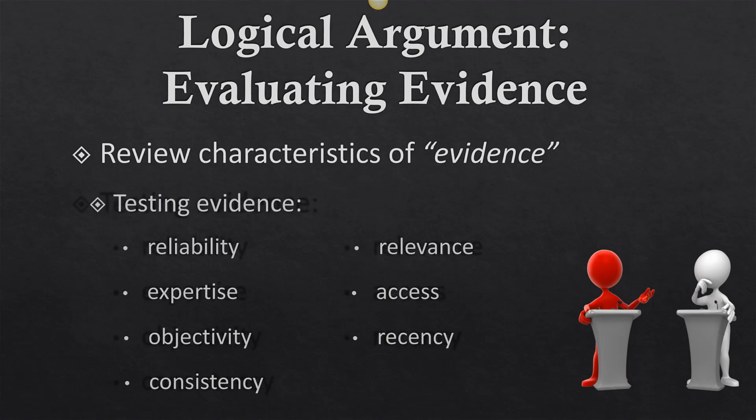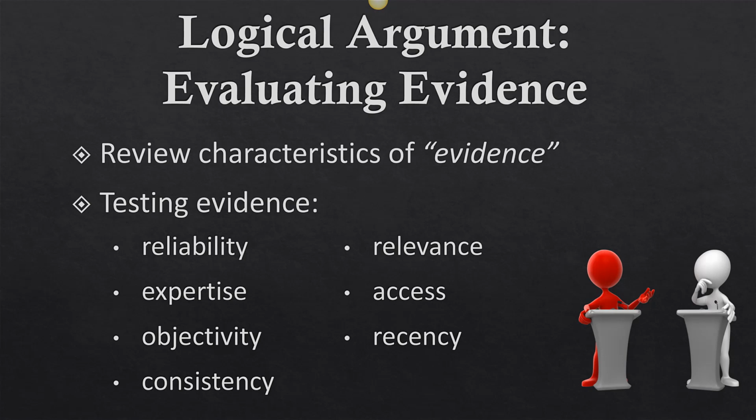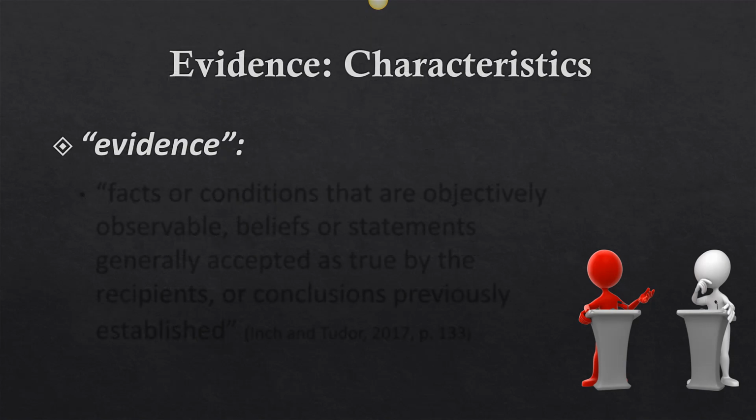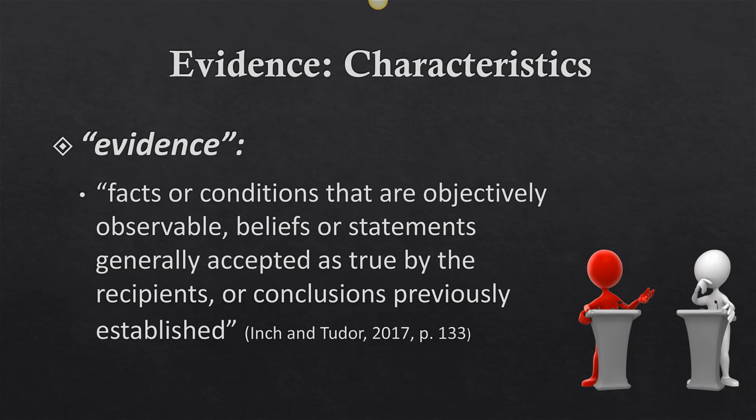And so we'll take a look at 7 specific tests of evidence, as explained by Inch and Tudor in their 2014 text, Critical Thinking and Communication. But first, a brief moment of review. Last time, we defined evidence, as Inch and Tudor do, as facts or conditions that are objectively observable, beliefs or statements generally accepted as true by the recipients, or conclusions that are previously established in argument.